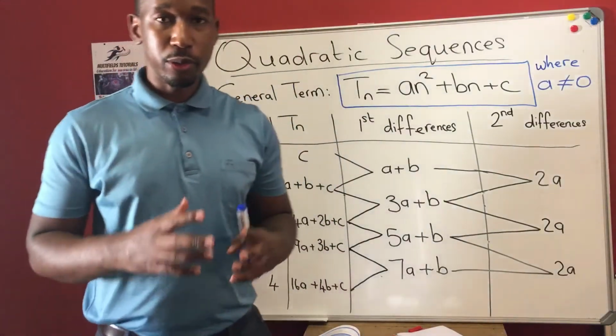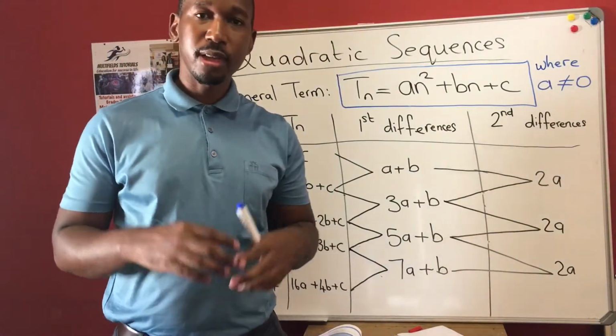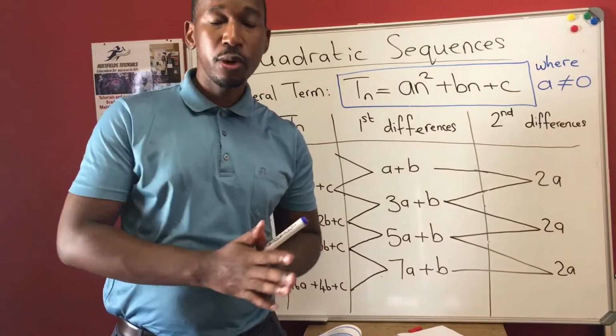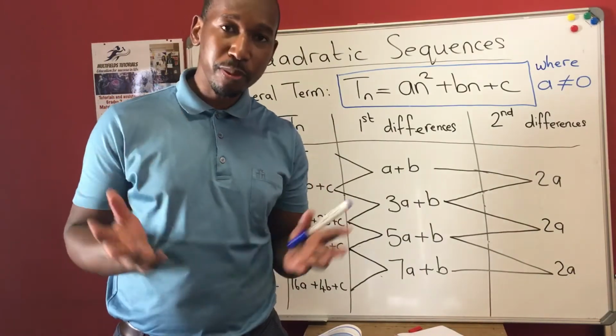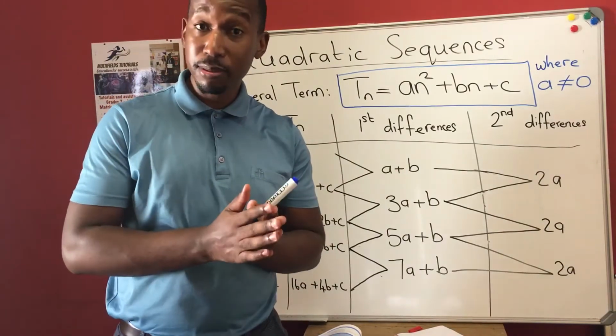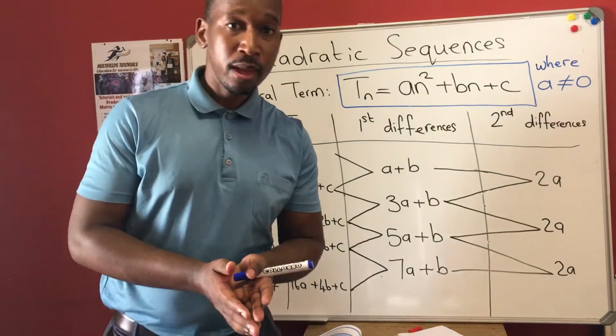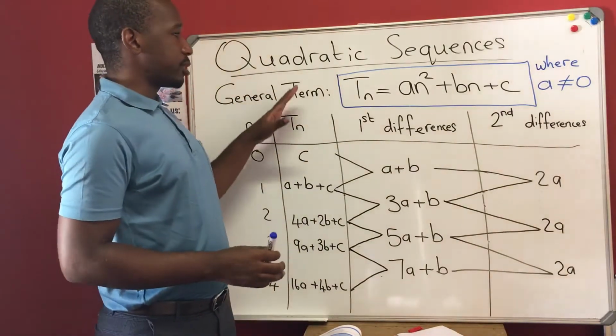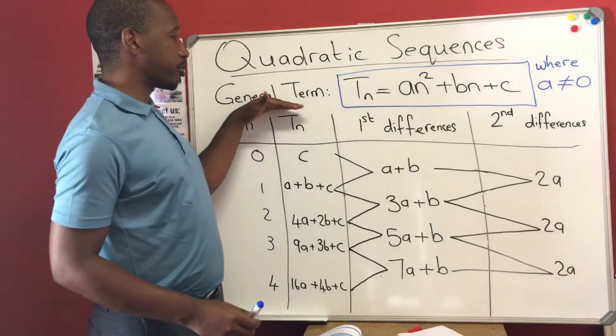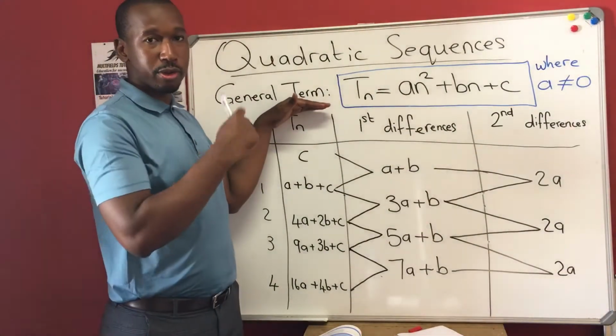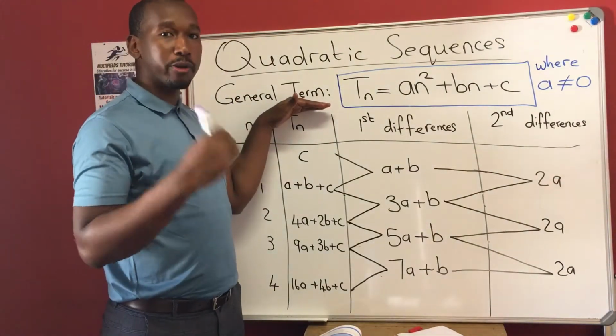Now that we know that quadratic sequences are sequences that have a common second difference, we have to take a look at their general properties so that we can solve problems using the properties. Now, all quadratic sequences have the following general term. So we can use this general term to represent all quadratic sequences.